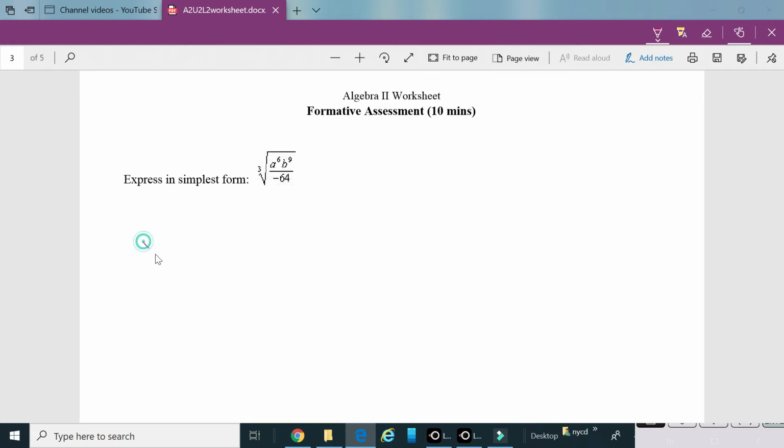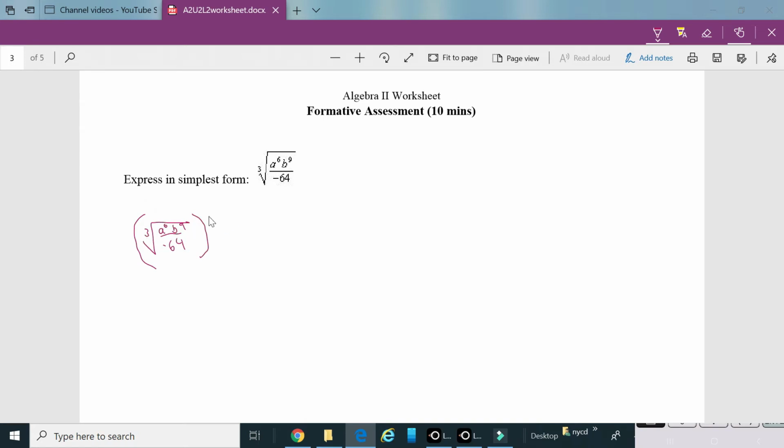So I'm going to have, is it 3 on the outside, a to the 6, b to the 9 over negative 64. So what I'm going to do here, now when you have a number on the outside, you can write it as a fractional exponent. You gotta do this a couple of times, guys. It's going to confuse a little people.